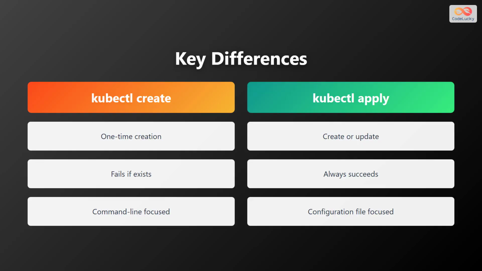Let's compare the key differences. Kubectl create is for one-time creation, fails if the resource exists, and is command-line focused. Kubectl apply can create or update resources, always succeeds whether the resource exists or not, and is configuration file focused. This makes apply much more suitable for production environments.